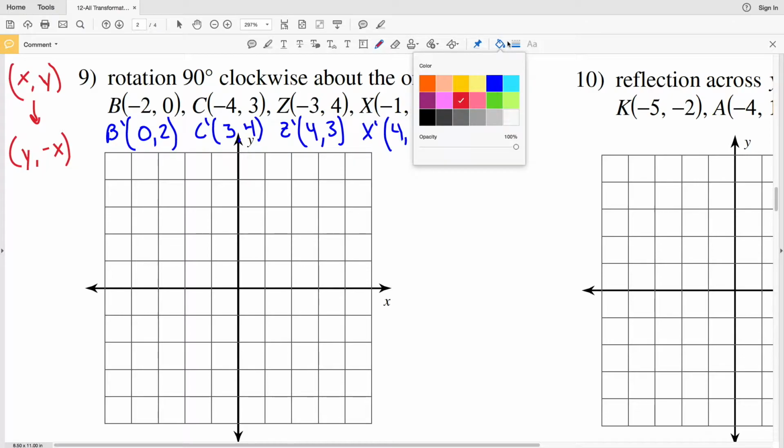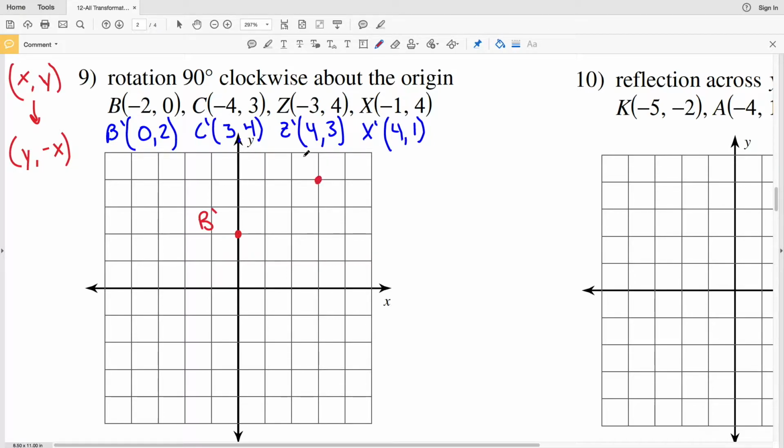So plotting each of those, B prime, 0, 2. C prime, 3, 4. Z prime, 4, 3, and then X prime, 4, 1. And then I'll connect B prime to C prime, from C prime to the next closest point, Z prime, then to X prime, and then finally back to B prime. That's our answer in number 9. And quickly, I'll plot the original figure so that you can see the rotation.